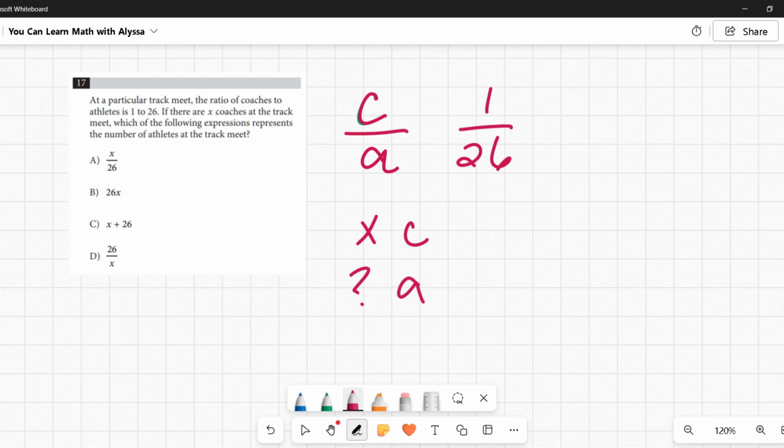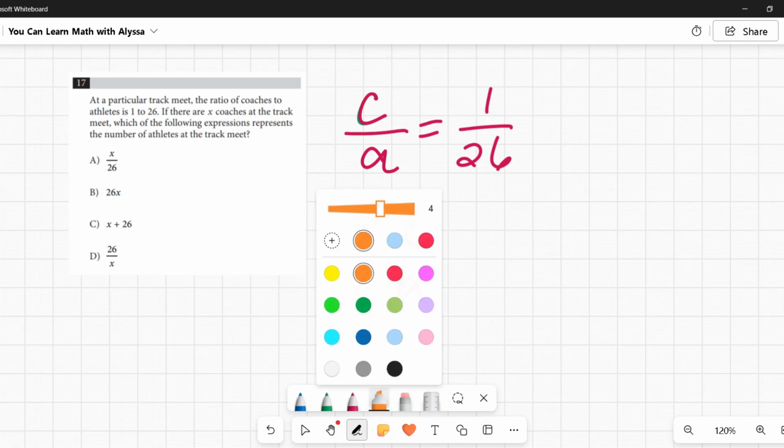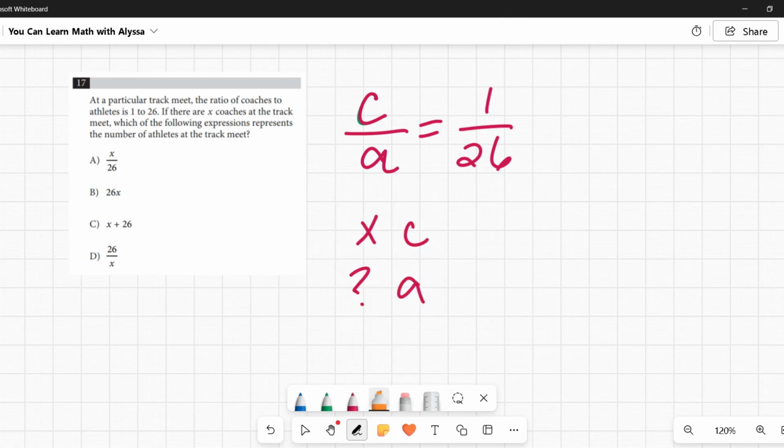Right, so because I set up this little proportion up here, I can cross multiply and get another statement that is also true. That's how this works. I love cross multiplying. It is lovely. Helps us so many times in these problems. So if coaches to athletes is 1 to 26, then I can cross multiply and say it's also true that 26 times the number of coaches equals athletes times 1, or just athletes. C times 26 equals A times 1. So 26 times the number of coaches equals the number of athletes.